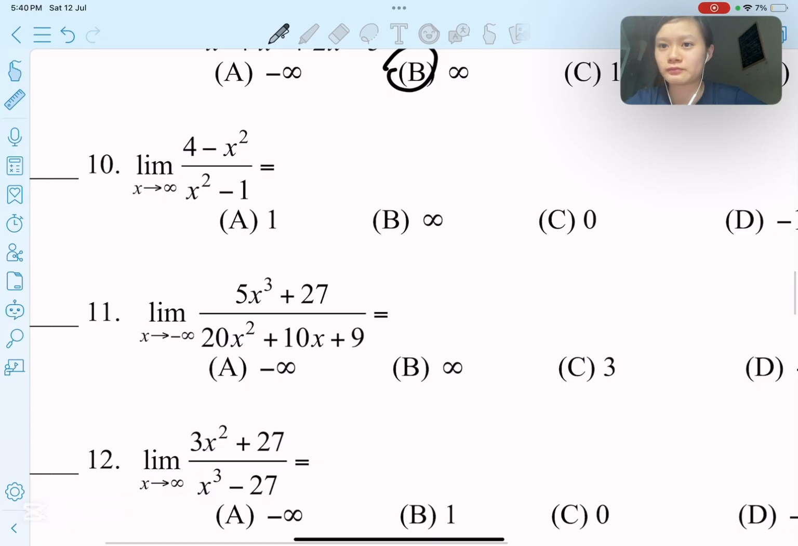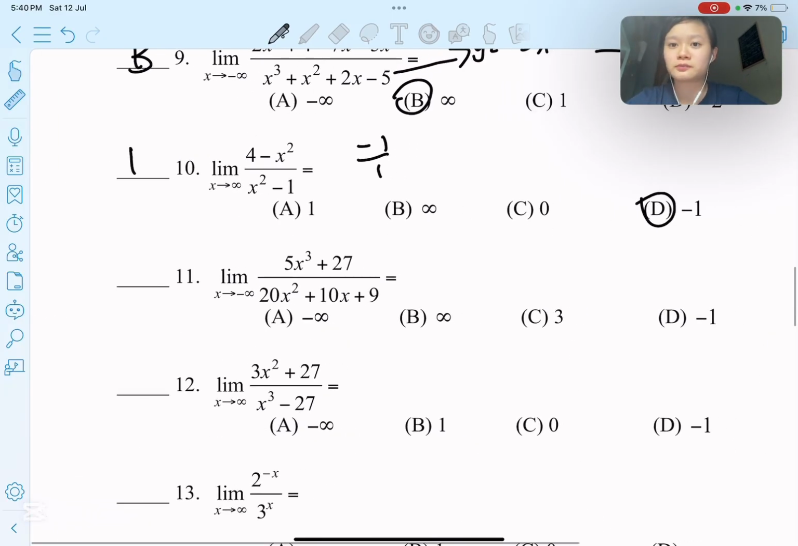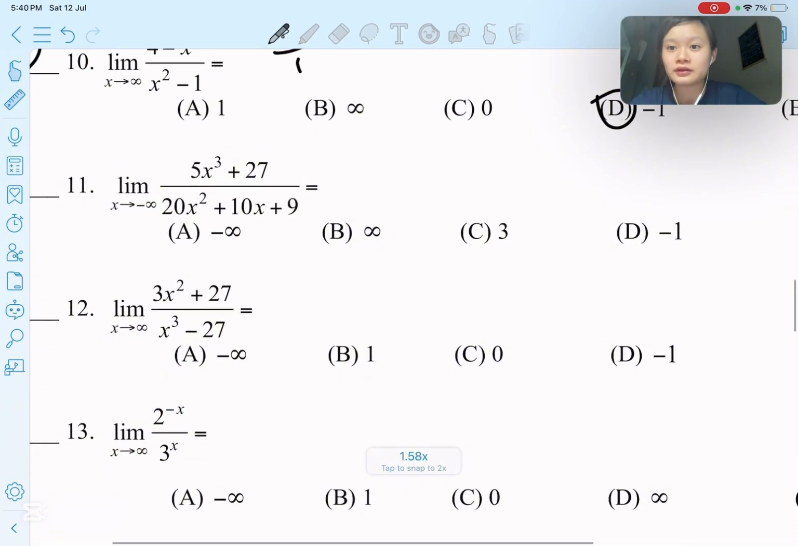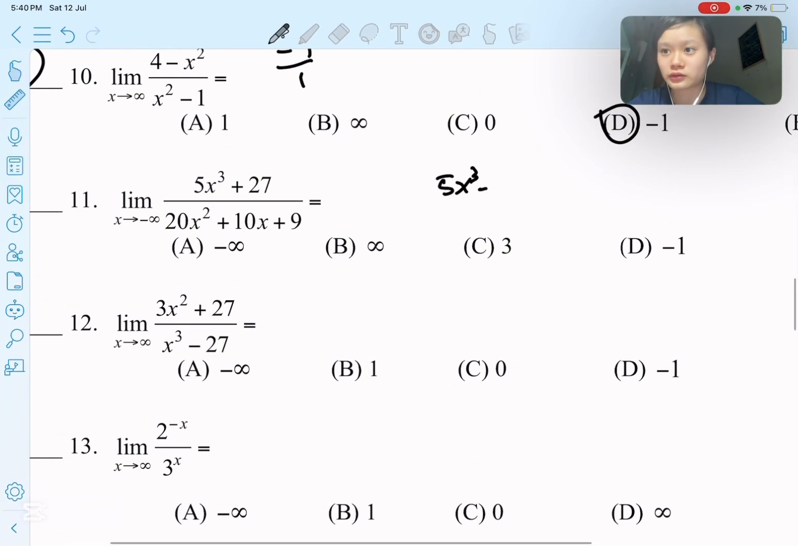Same exponent, so it's negative 1 over 1, which is just -1. Let me double check. I can be wrong at times. Yep, that's right. And then 11, again, another long division. Okay, let's quickly do that.